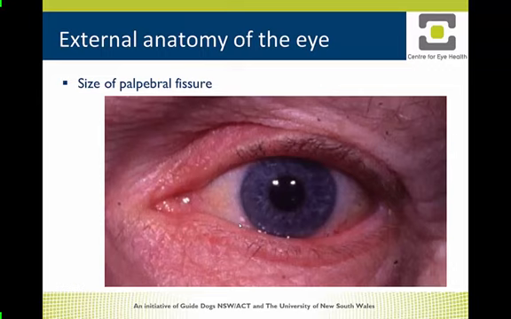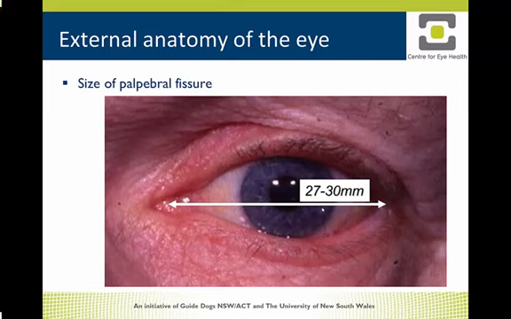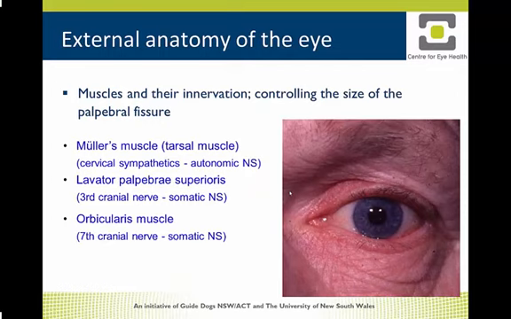So let's have a look at what determines the size of the palpebral fissure. You need to remember two numbers, 1 and 3. 3 refers to 30 millimeters, which is the horizontal diameter, and 1 refers to about 10 millimeters, which is the vertical diameter. If you remember that, then you ask, what controls the size of the palpebral fissure? Müller's muscle, which is a tarsal muscle, under autonomic nervous system control. In other words, we can't voluntarily control that.